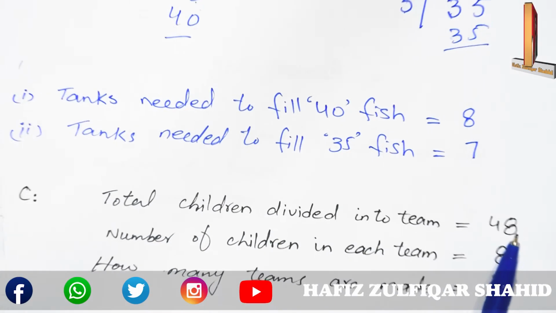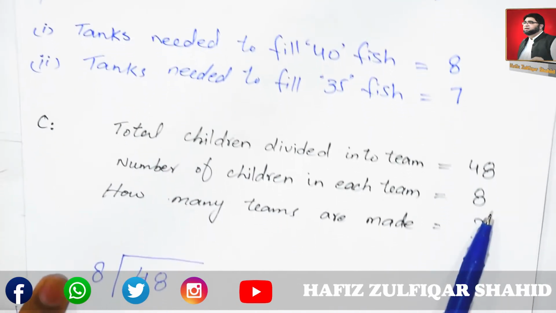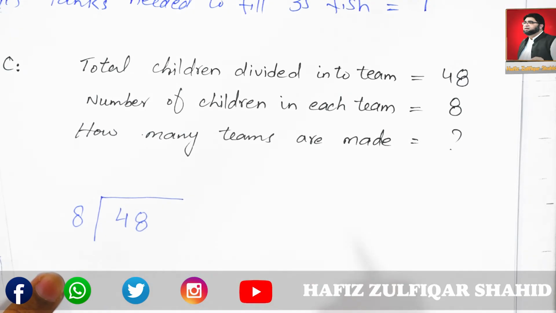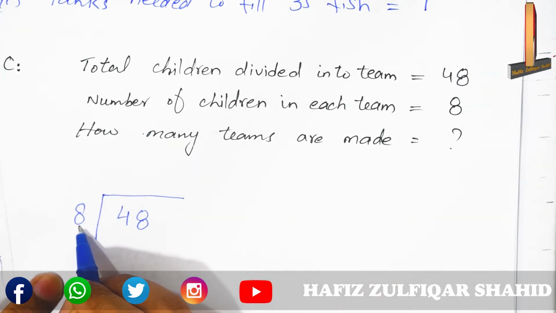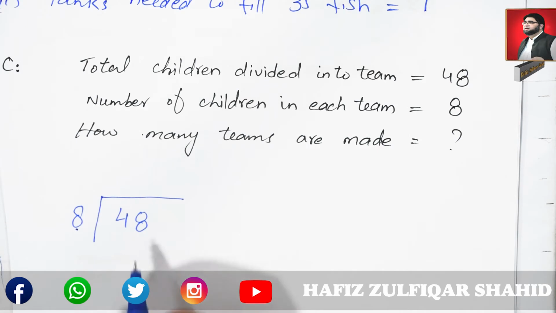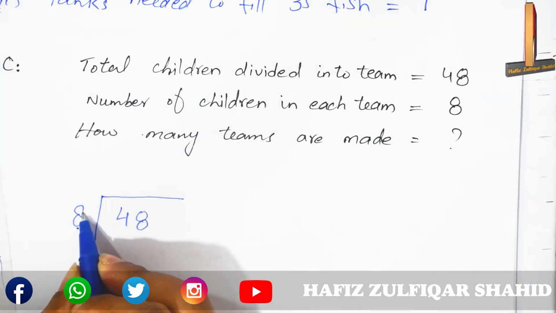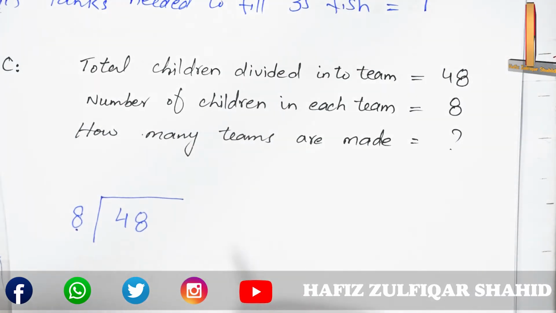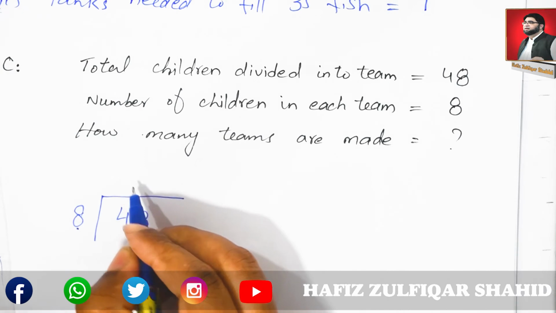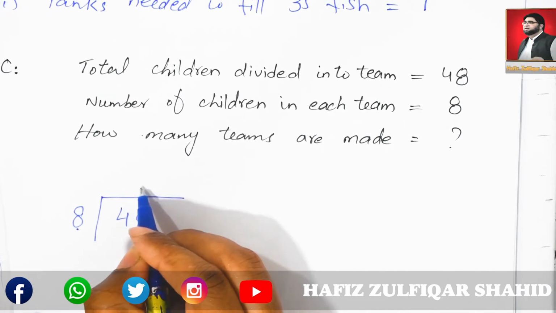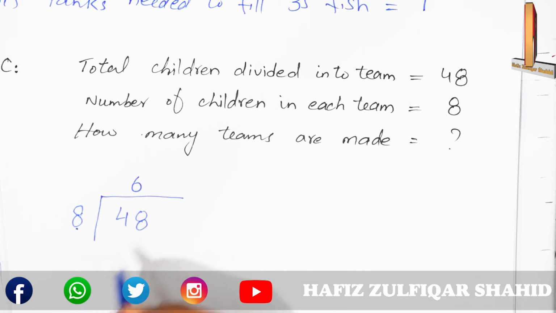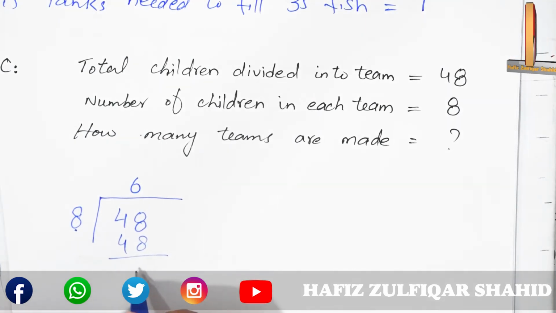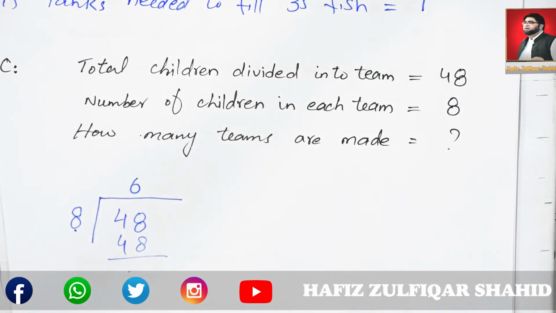Total children divided into teams: 48. Number of children in a team: 8. How many teams are made? Divide 48 with 8. Read the table of 8 until you get 48. Yes, it is. 8 6 times is 48. So total teams are 6.